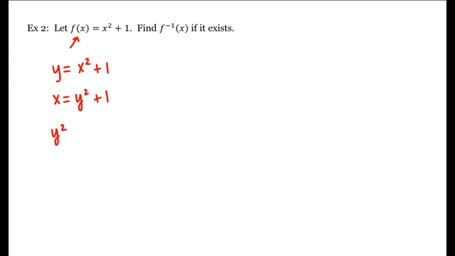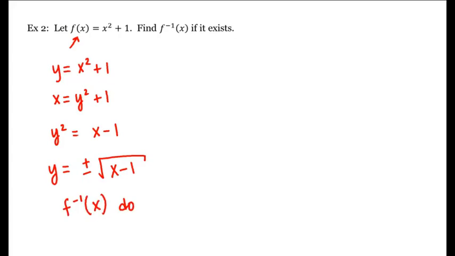We have y squared is equal to x minus 1, or y is equal to plus or minus the square root of x minus 1, which means we weren't uniquely able to solve for y. Because for any input x, we'd get two possible y values, the positive and the negative square root, which means that f inverse of x does not exist.